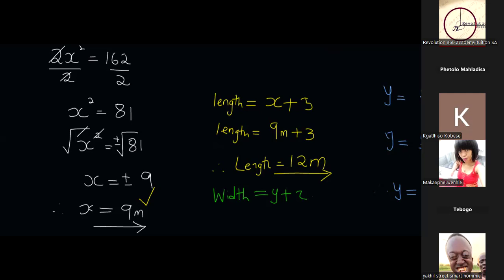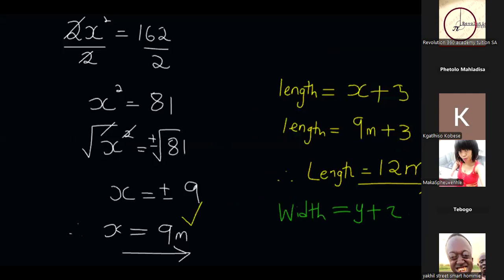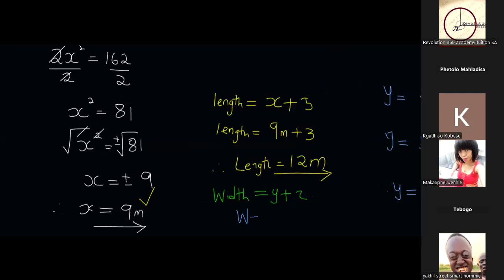So since that is 6 meters, that's not your answer. Now you go to the width. Remember the width, you'll just say width is equal to y plus 2. Our y, we got 6. So you'll say 6 plus 2. Do you get to see? The final answer for the width is going to be 6 plus 2, it's going to be 6, 7, 8. So it's 8 meters. As easy as that.